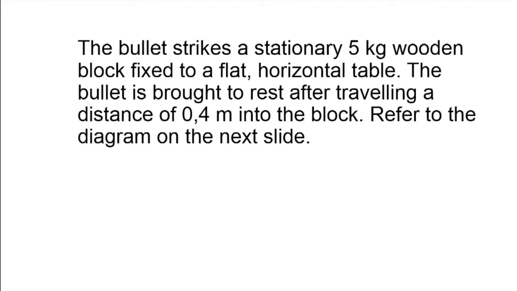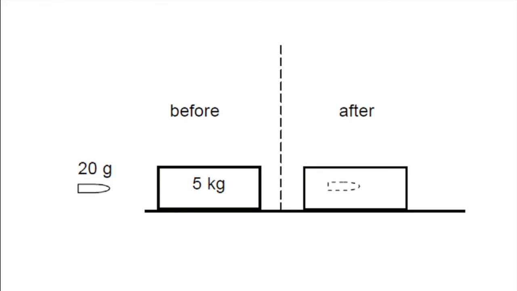Then the bullet strikes a stationary 5 kg wooden block fixed to a flat horizontal table. The bullet is brought to rest after traveling a distance of 0.4 meters into the block. Refer to the diagram on the next slide. Let's have a look at what is happening. So there you go. That bullet, which was now released, comes there, hits that block, and then is embedded inside it.